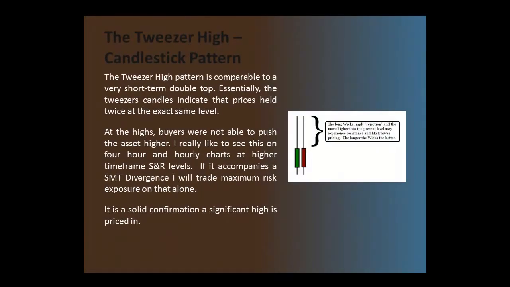Okay, the tweezer high. The tweezer high pattern is comparable to a very short-term double top. Essentially, the tweezer candles indicate that price held twice at the exact same level on the highs. At the highs, buyers were not able to push the asset higher. I really like to see this on a 4-hour and hourly chart, much like the tweezer low, and if it accompanies an SMT divergence or optimal trade entry, that alone, again, much like the tweezer low, I would risk maximum exposure on that trade. It's very, very, very strong. Again, the longer the wicks, the more significant the confirmation it implies.